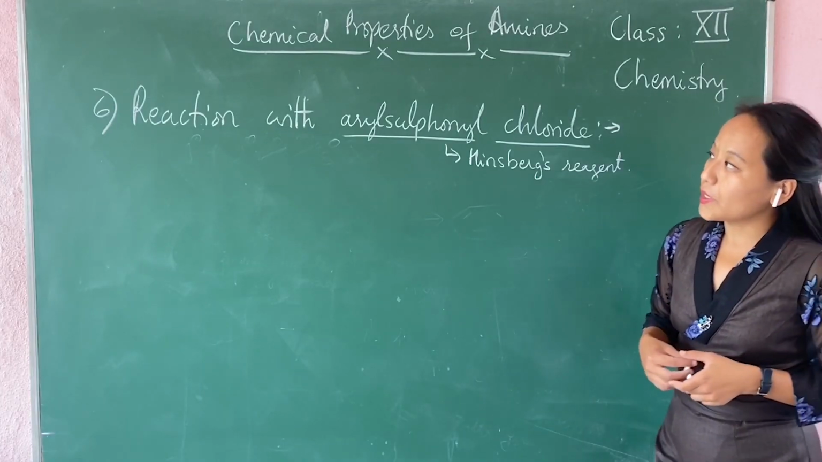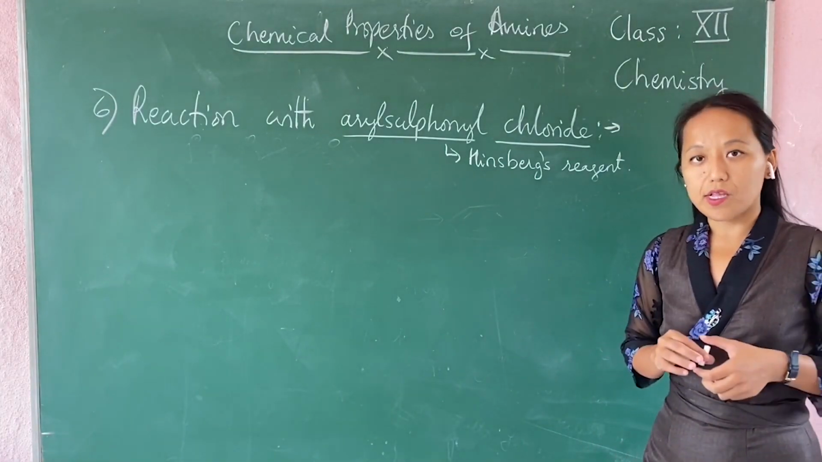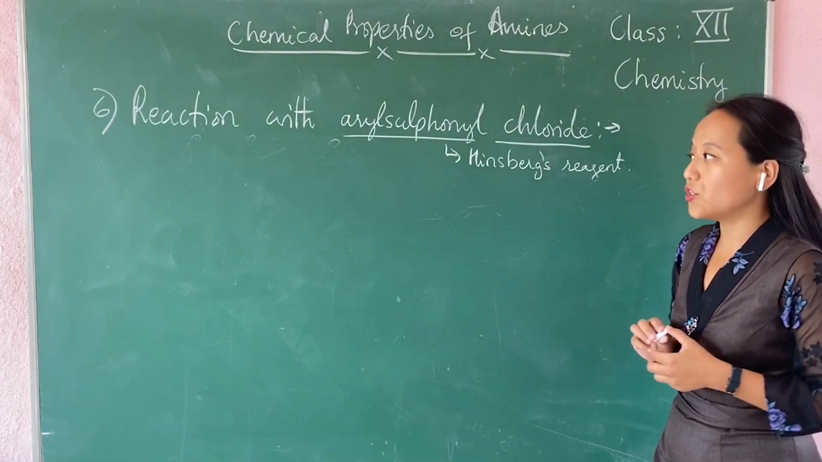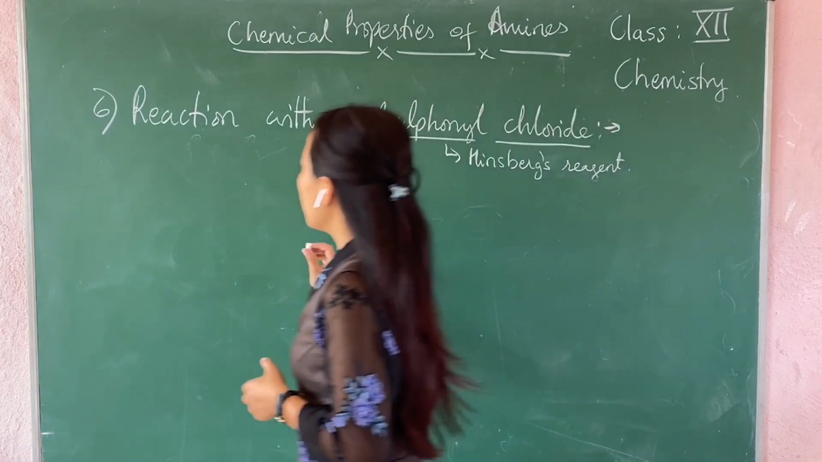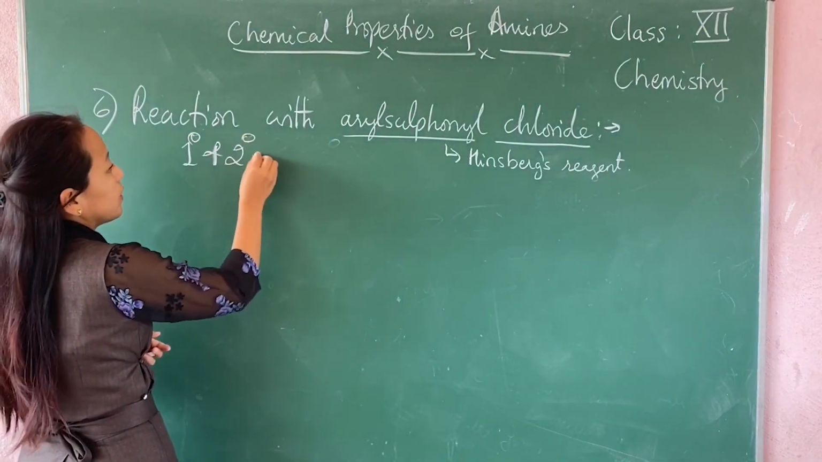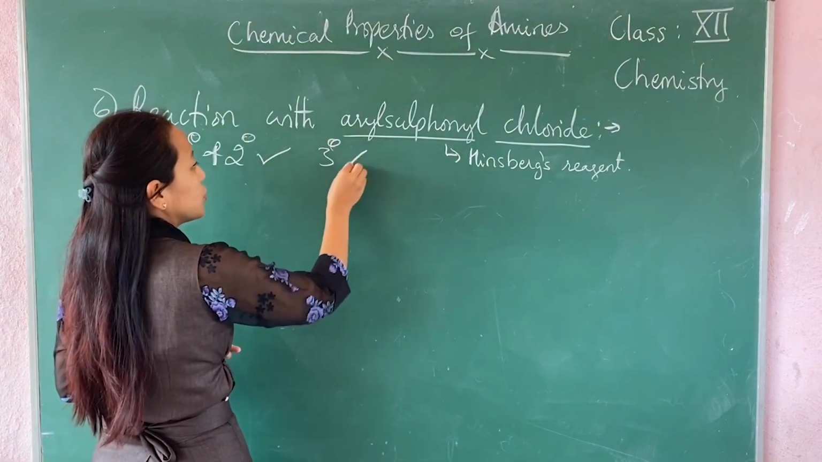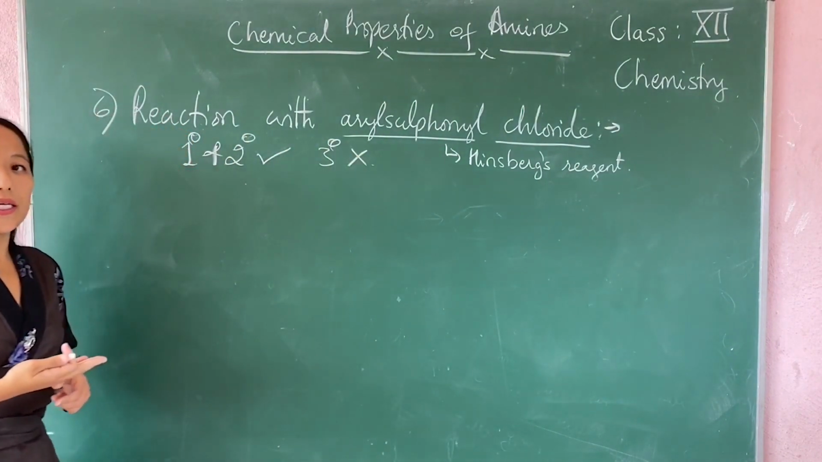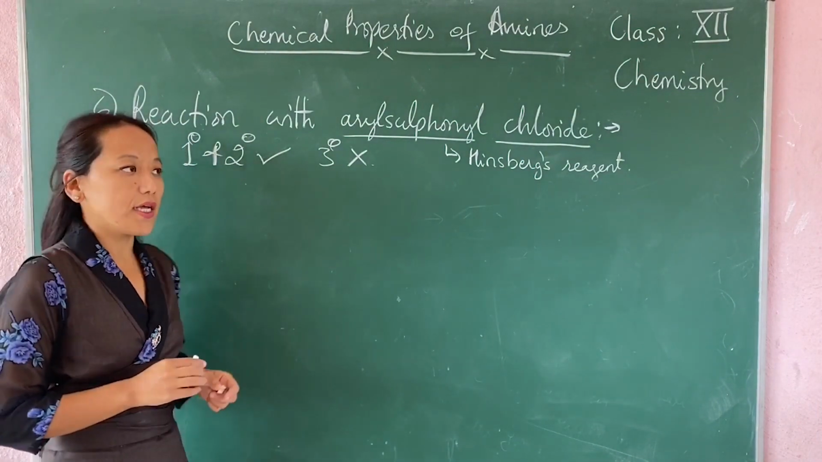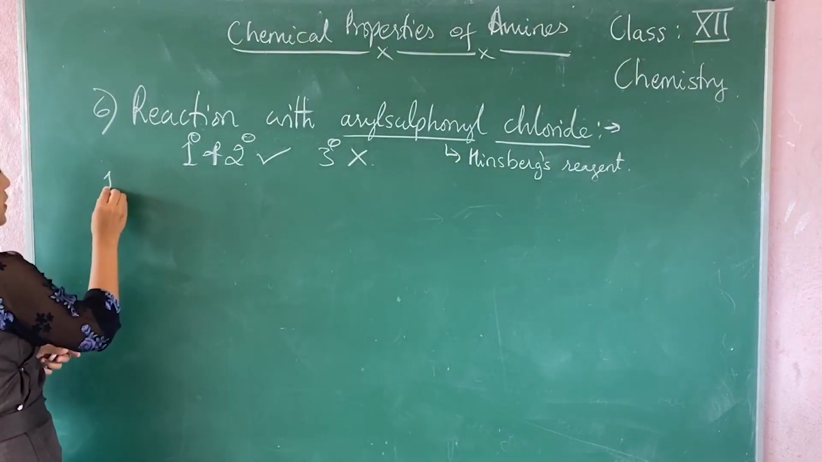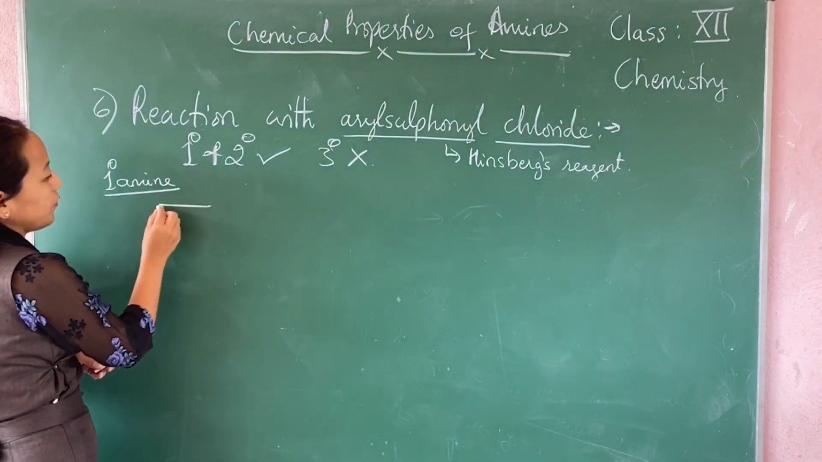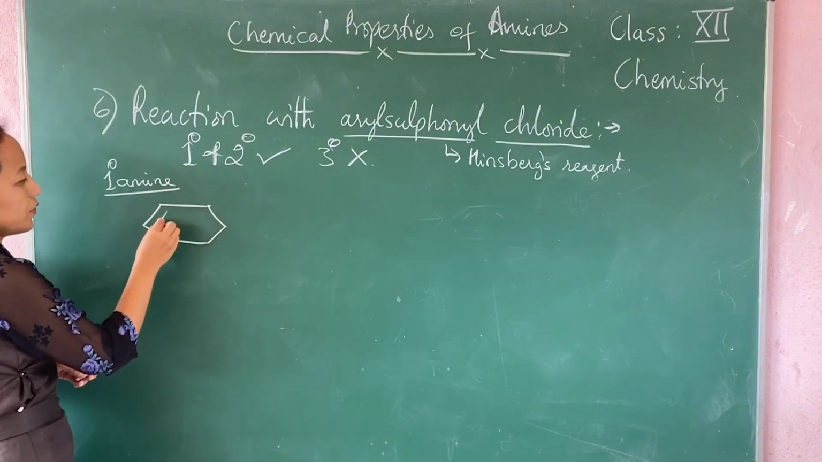Okay, then the next chemical property is reaction with aryl sulfonyl chloride, and this reagent is also called as Hinsberg reagent. Now in this case, only primary and secondary amines will show this reaction, whereas tertiary amines will not show this reaction. So this can also be used to distinguish between primary, secondary, and tertiary amines. So let me take a primary amine first. You have your reagent, that is aryl sulfonyl chloride.